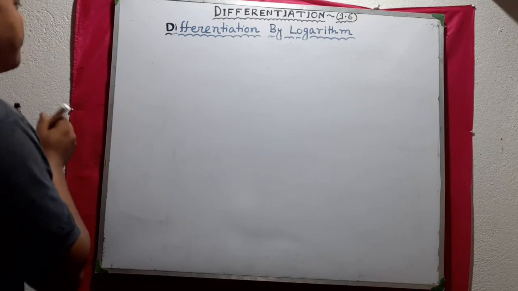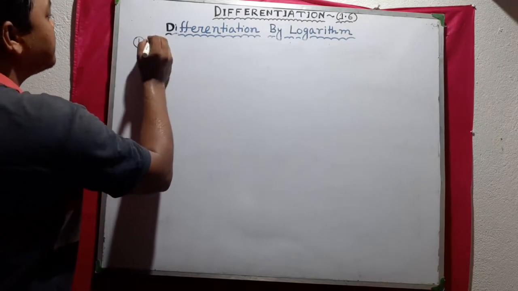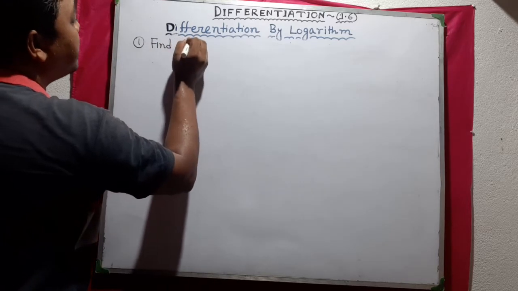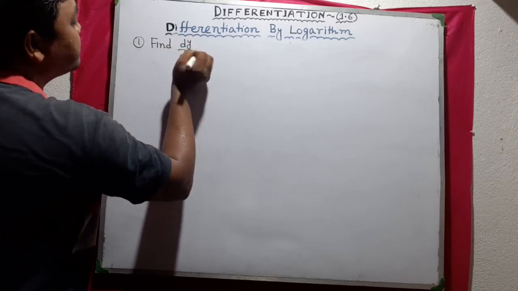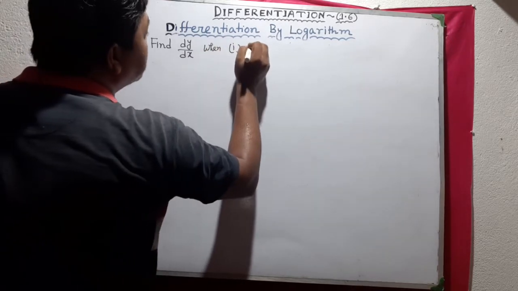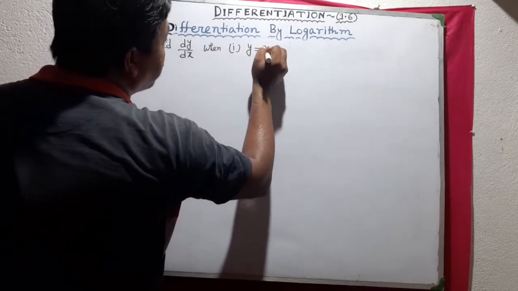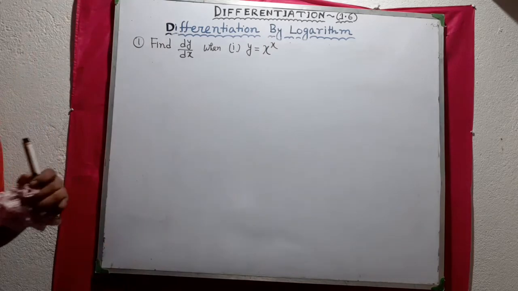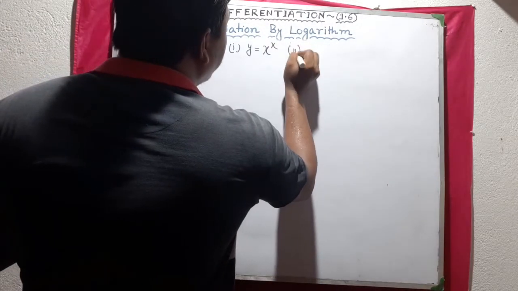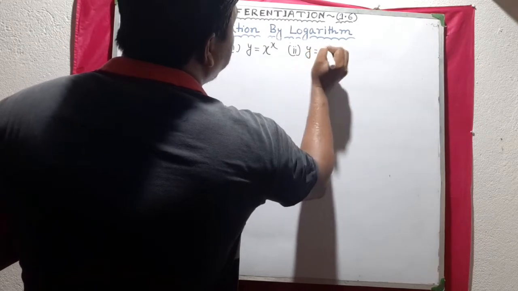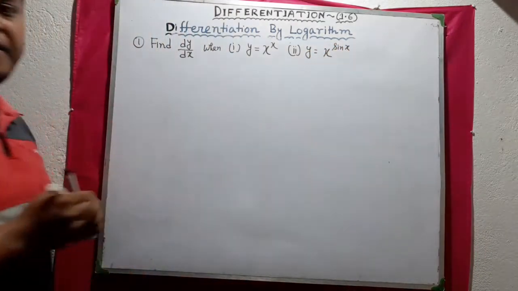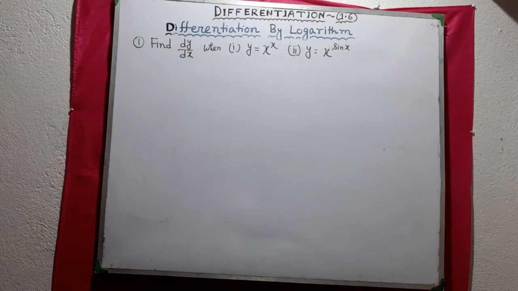The problem is that find dy/dx when the sub-problems are: number 1, y equals x to the power x, and number 2, y equals x to the power sin x. Okay, first we will solve this problem.